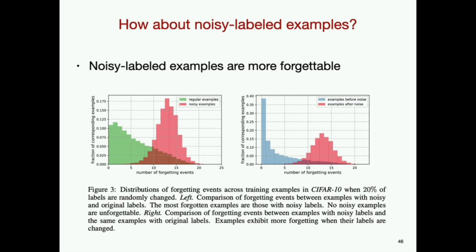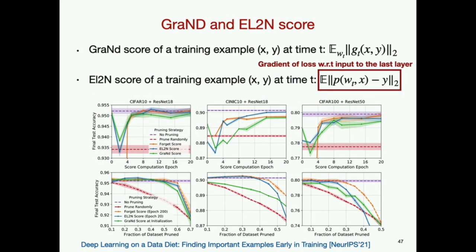Okay, another issue is that the forgetting score is usually larger for the noisy labeled examples. Intuitively, this makes sense. So if we use the forgetting score, and if there are noisy labels in the data, we are going to be affected by that. We are going to select them too.